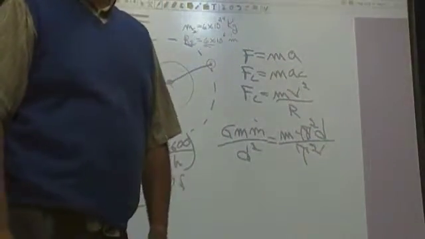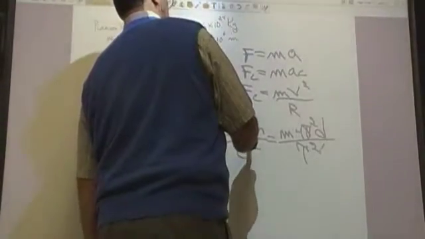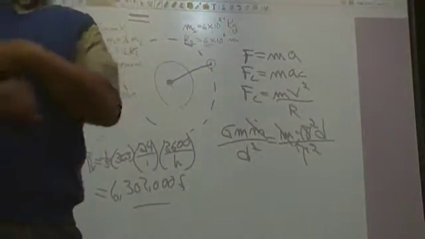What can I cancel? The mass of the satellite. It's the mass of the satellite and the mass of the planet, not the Earth. The mass of the Earth wouldn't even be in the equation.